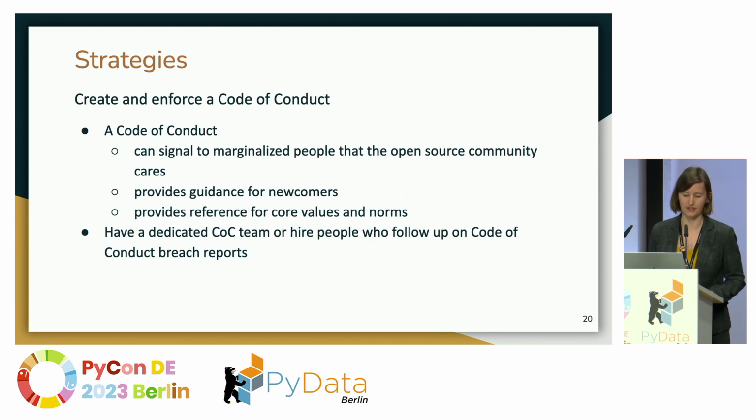And then the last point is to create and enforce a code of conduct. A code of conduct can signal to marginalized people that the open source community cares, and it provides guidance for newcomers and provides a reference for core values and norms. And it's really important to have a dedicated code of conduct team. Or if you don't have the time to deal with it, you can also hire professionals to follow up on code of conduct breach reports.